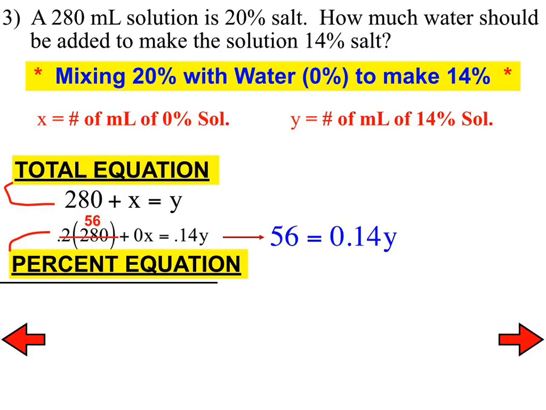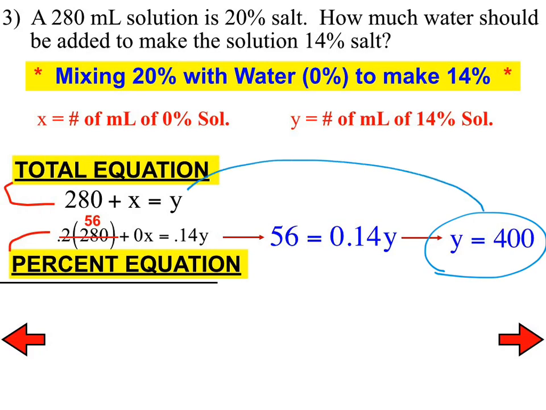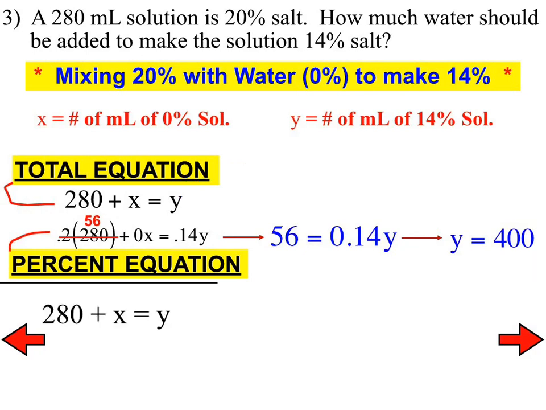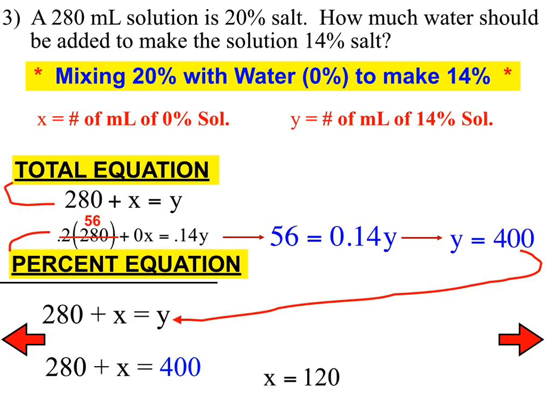What is y? What is it? 400. All right. So from there, you can just substitute 400 in right here, in my opinion. That's probably the easiest place. Because what we found was we didn't find what we were looking for. We need how much water, so that means we're solving for x. And when we do that, we end up with 120 milliliters of water.